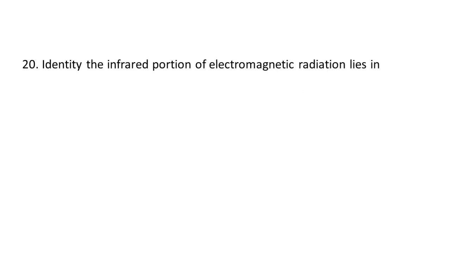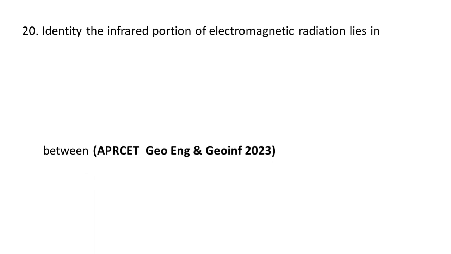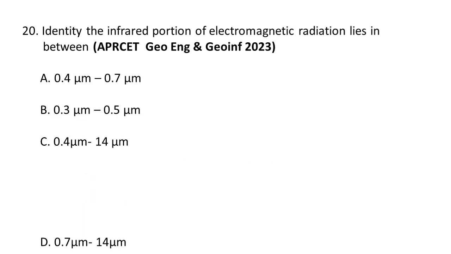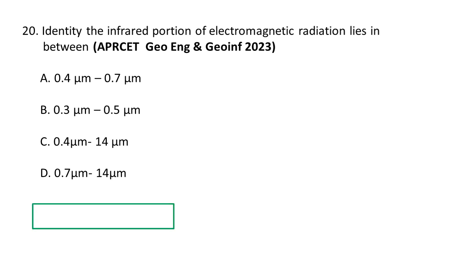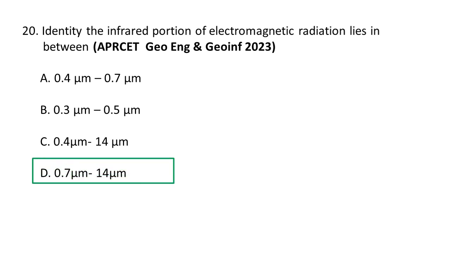Next question. Identify the infrared portion of electromagnetic radiation, which lies between A. 0.4 to 0.7 micrometer, B. 0.3 to 0.5 micrometer, C. 0.4 to 14 micrometer, and D. 0.7 to 14 micrometer. So the infrared portion of the electromagnetic radiation lies between 0.7 to 14 micrometer. D is the correct option.